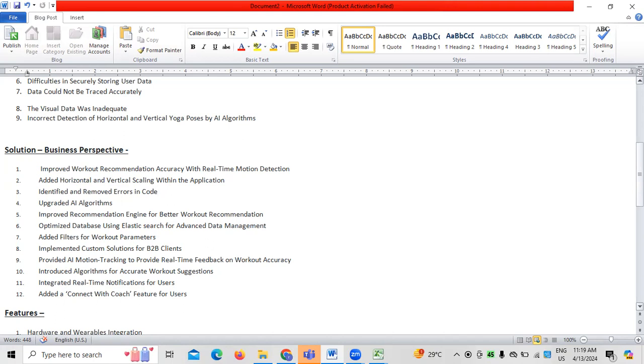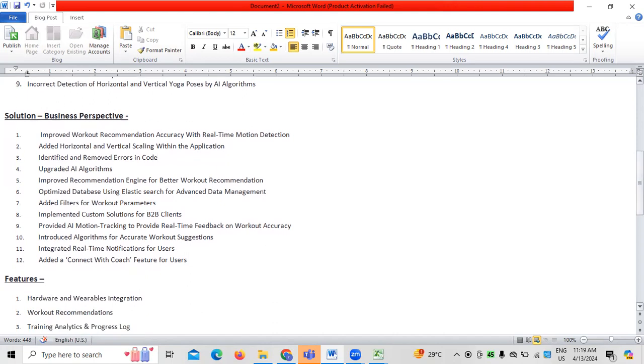Next, we need to add filters for workout parameters, because different filters make it easier for people to understand. At the same time, AI motion tracking to provide real-time feedback on workout accuracy will also be provided as a solution. Along with this, we are going to introduce algorithms for accurate workout suggestions by integrating real-time notifications for users. At the same time, we will provide a feature to connect with a coach for the users.